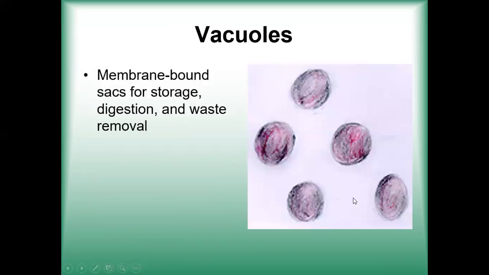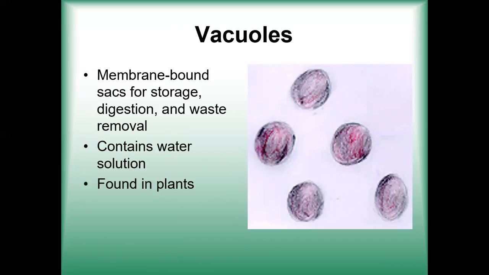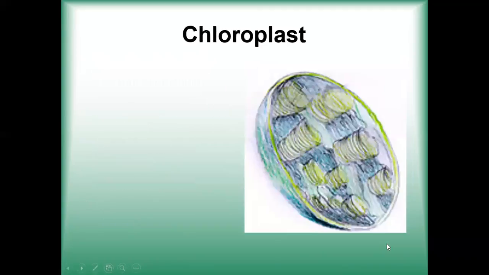Vacuoles, these are membrane-bound sacs for storage, digestion, and waste removal. They contain a water solution, which I talked about earlier when the plants wilt. So these are found only in plants. You won't really find these in many animal cells. And like I said, they help maintain plant shape with the amount of water content that's in them.